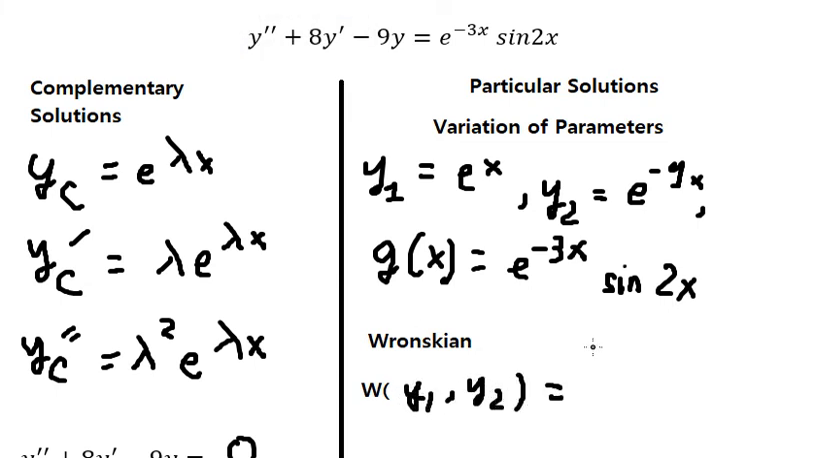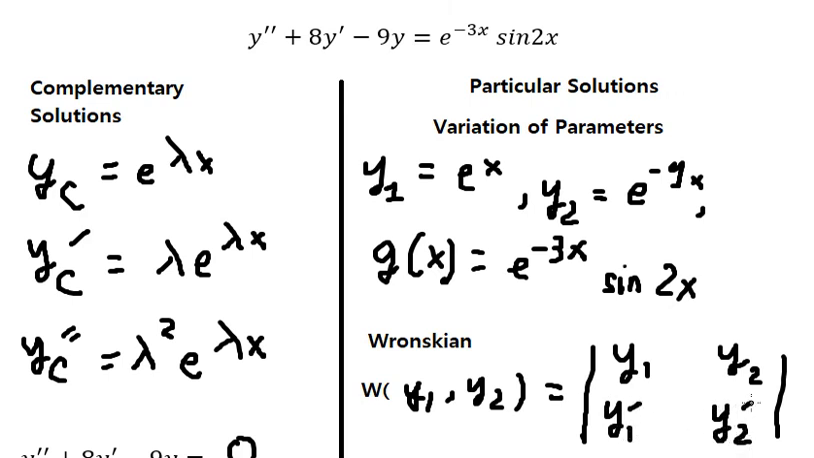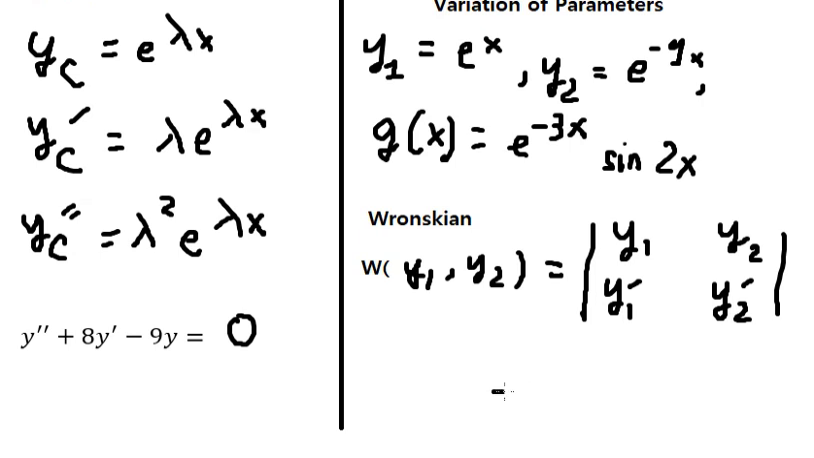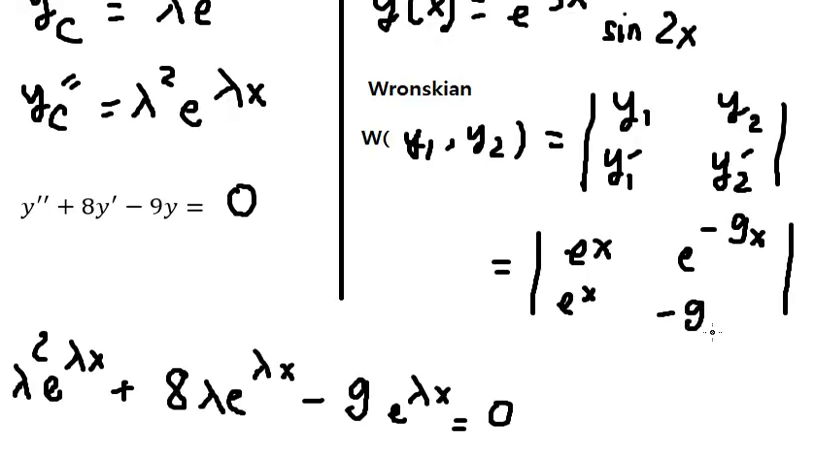So that should be the matrix. Y number 1 I will put in here, y number 2 I will put in here. So we do the first derivative of y number 1 and the first derivative of y number 2. So y number 1 is e to the power of s. If we do the first derivative, we keep the same. And for y number 2, we have negative number 9 e to the power of negative 9s.